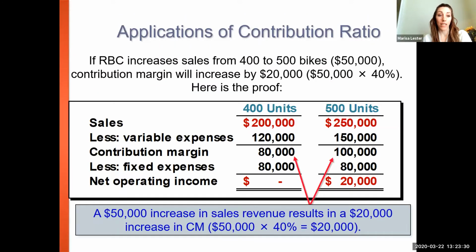Okay, so how can we use it? Applications of the contribution ratio. If RBC increases sales from 400 to 500 bikes, we're increasing sales revenue by $50,000. Could I go in and remake the entire income statement like they did here to determine my new profit? Yes. Or could I just say, all right, here's break even. I'm making an additional $50,000 in sales, multiply that by my 40% ratio, and that gives me $20,000 in additional net income, right? So that's my new net operating income.